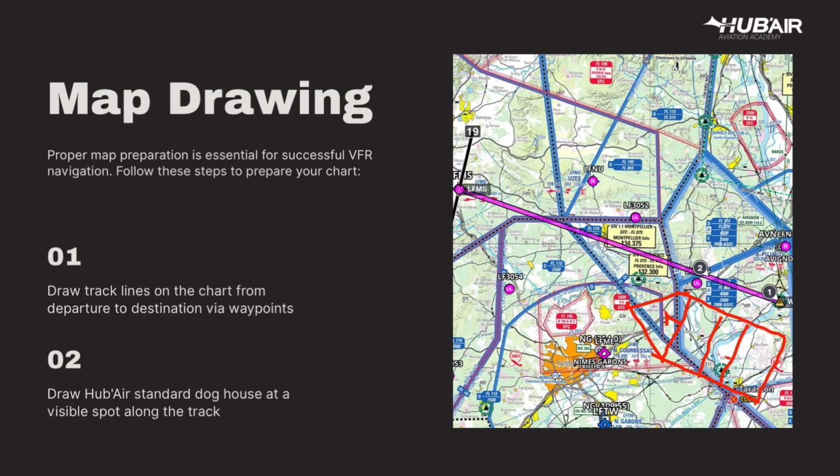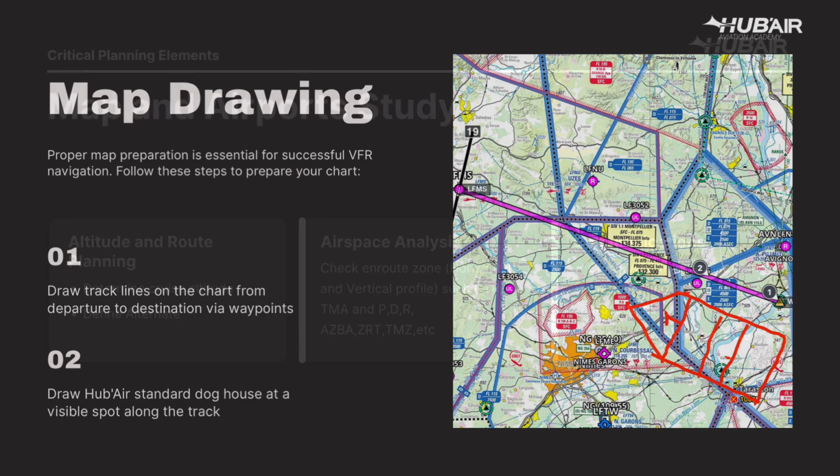Draw the track. Good chart preparation is essential for VFR navigation. Follow these explanations to prepare your chart. The first step is to draw a line on the map from the departure point to the destination, passing through all the reporting points. Secondly, you must draw the standard box, the doghouse, around a visible point along the route.